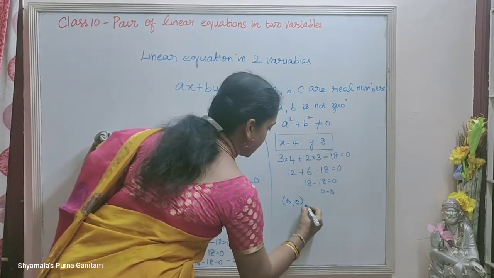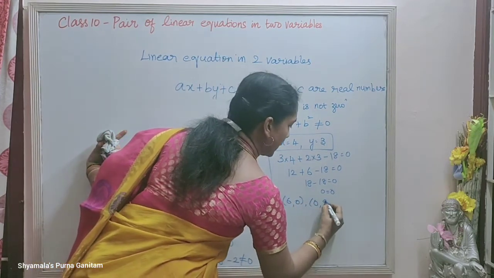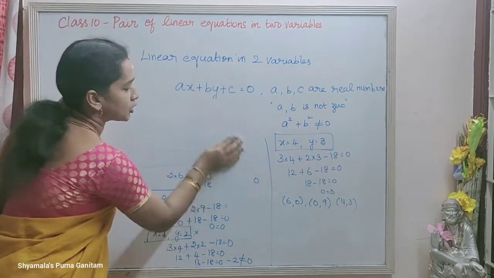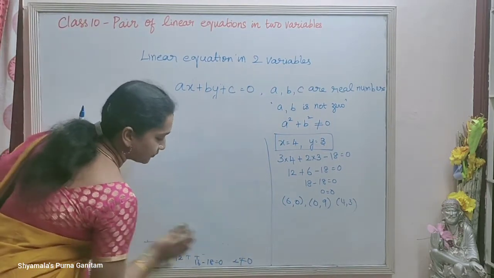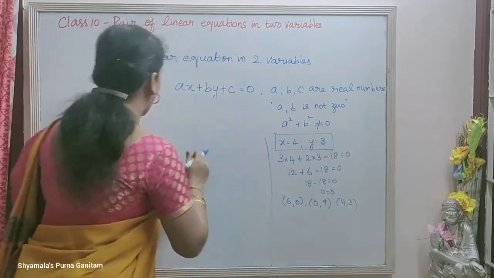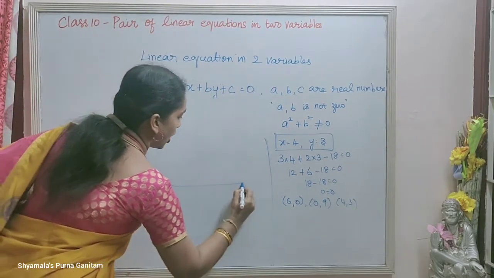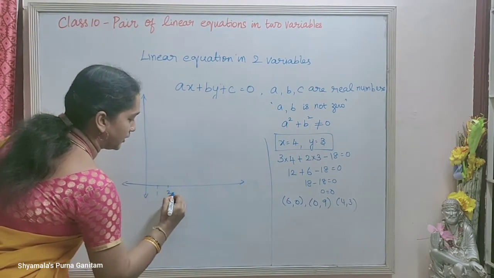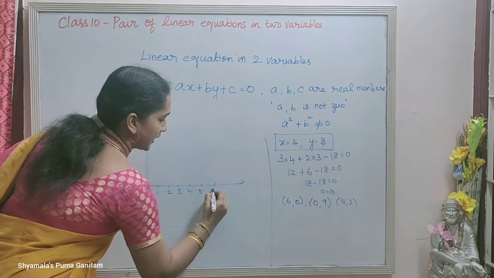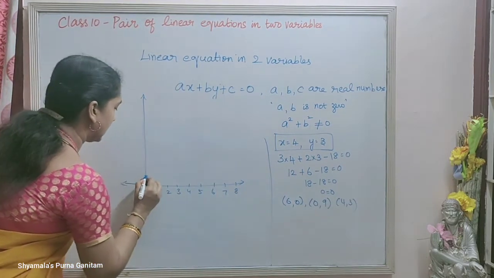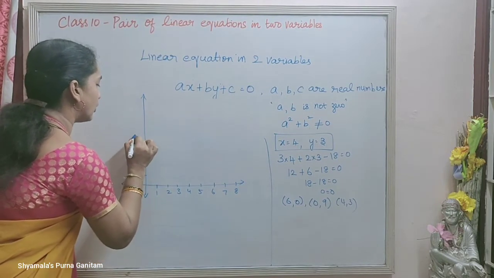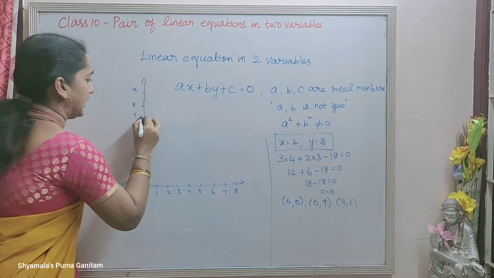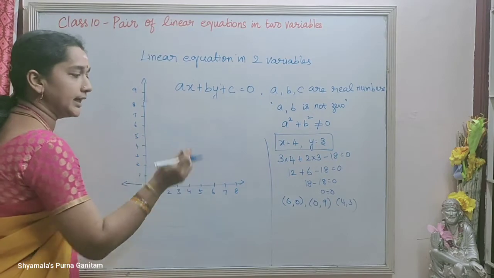That is, one is (6, 0), the other one is (0, 9), then (4, 3). So these are the solutions we got. When we substitute all these values, ordered pairs, in a graph, we will take 1, 2, 3, 4, 5, 6, 7, 8 here, and 1, 2, 3, 4, 5, 6, 7, 8, 9. So we will take and plot it in the graph.